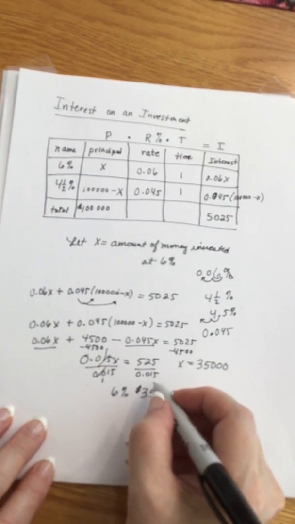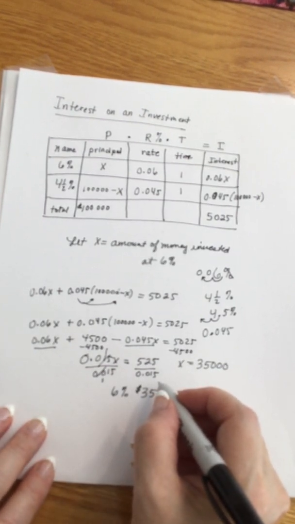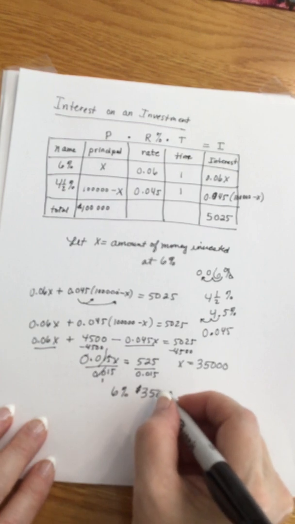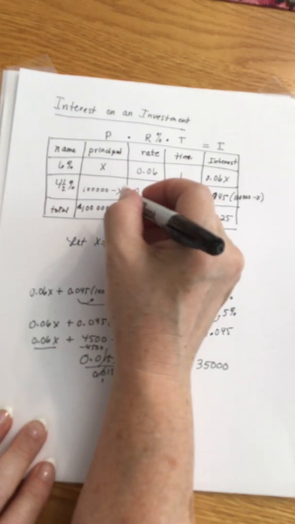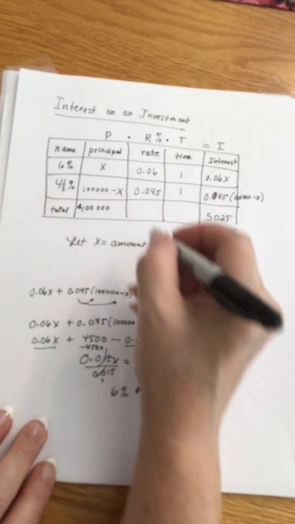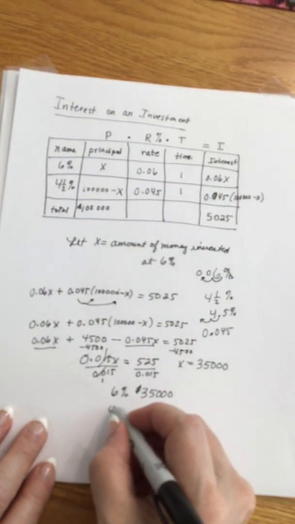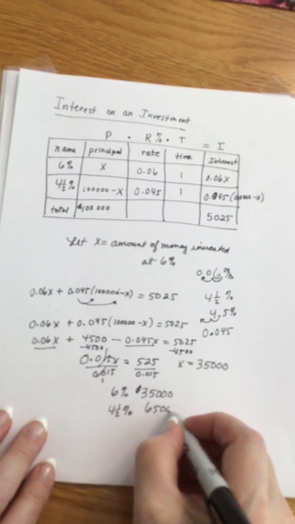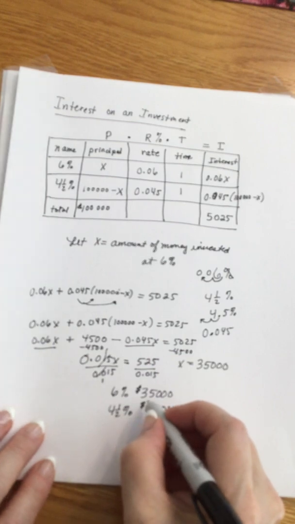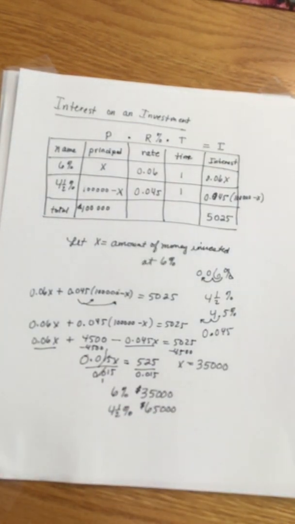But now it says, what does she invest at each one? So if we know 35,000 went to the 6%, going back up to our chart, 100,000 minus X then gives me the other side. So my 4.5% investment is going to be $65,000. So we need to check, do those two things add to be $100,000?